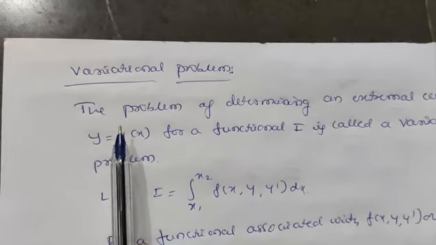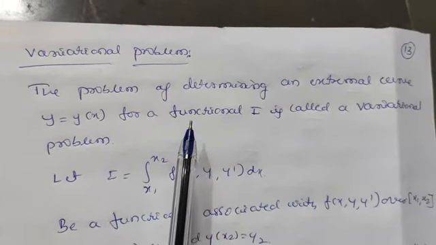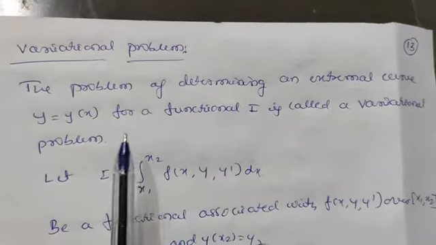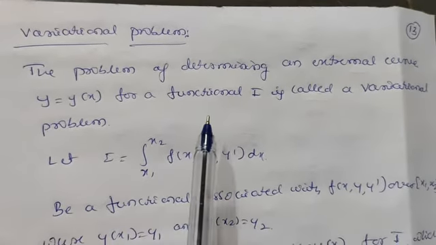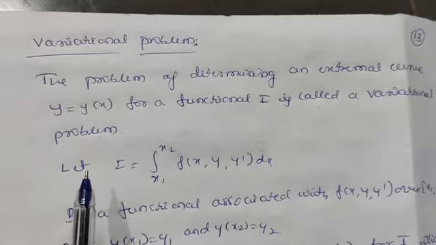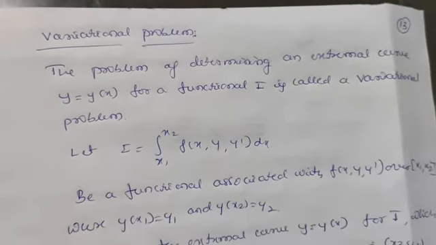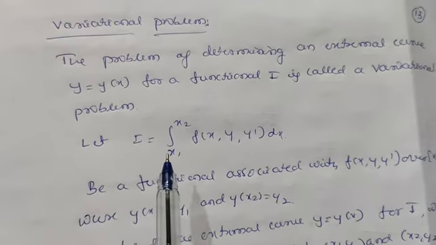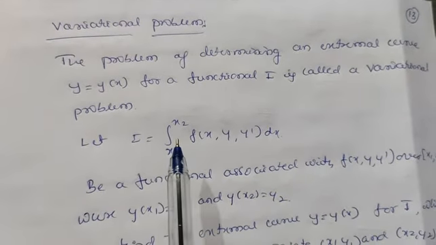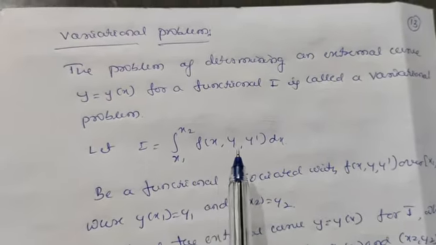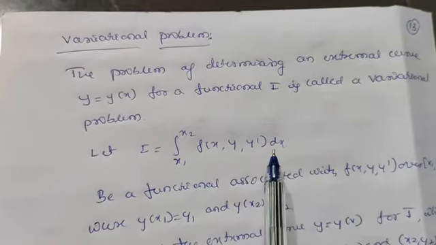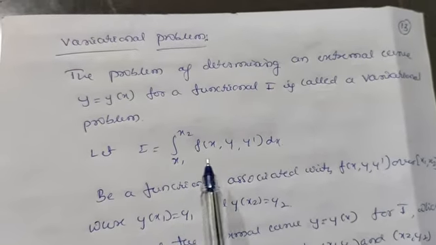Variational problem. The problem of determining an extremal curve y = y(x) for a functional I is called a variational problem. So this definition can also be asked for 2 marks. Let I = integration from x1 to x2 of f(x, y, y') dx. So this is the definition of a variational problem.